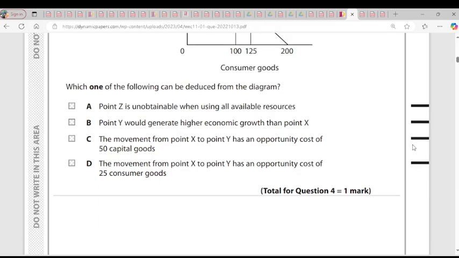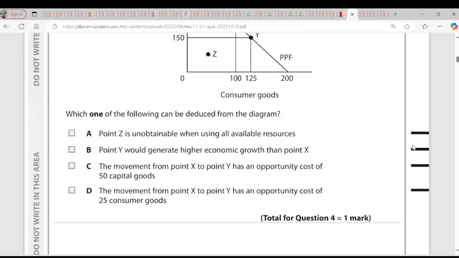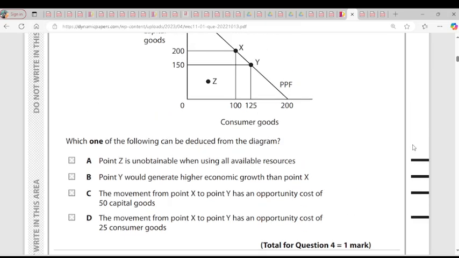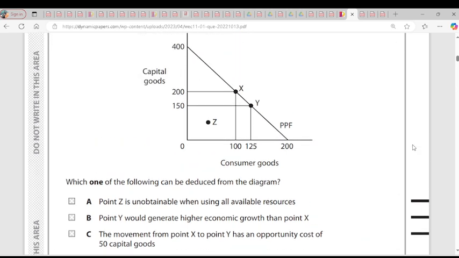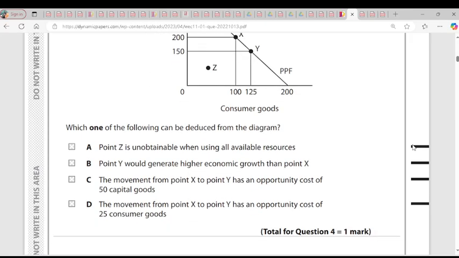And let's look at why it is not D. They said the movement from point X to point Y has an opportunity cost of 25 consumer goods. The movement from X to Y, 50, is having an opportunity cost of capital goods, not consumer goods. Because point X to Y, it's not an opportunity cost, it's the real cost. So from 200 to 150, 50 capital goods. From 100 to 125 is the real cost, not opportunity cost. That is why it is not D.